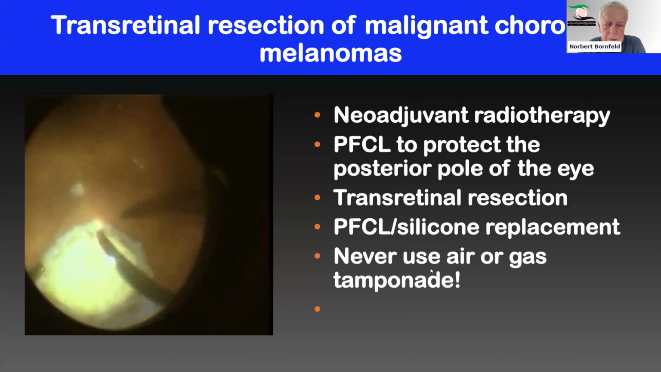Some cases have been published where there has been embolism of air or gas, and patients had a fatal outcome when air or gas was used. So almost never use air or gas, use silicone for tamponade of the retina.